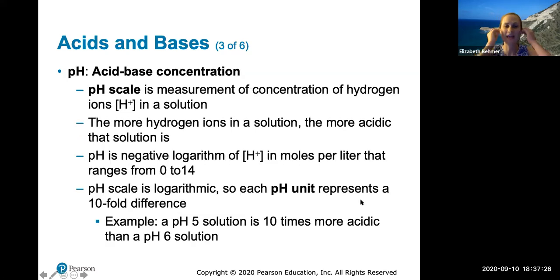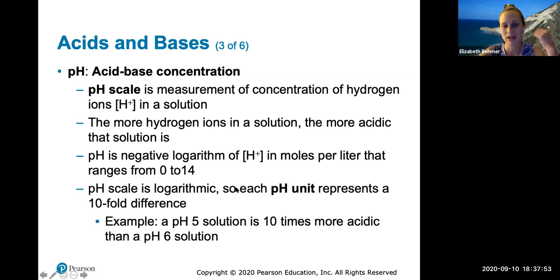The pH scale gives the relative concentration of acids and bases. It's a measurement of the concentration of hydrogen ions in a solution. So the more hydrogen ions you have in a solution, the more acidic it will be. pH is a negative logarithm of hydrogen ion concentration in moles per liter. That ranges from 0 to 14.